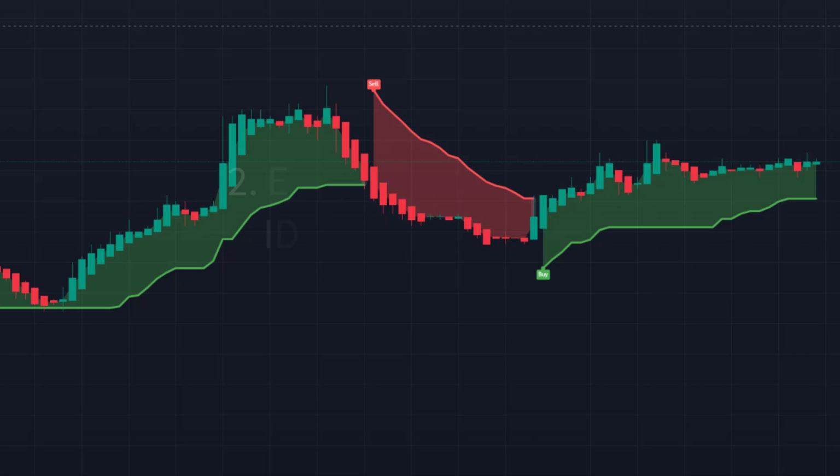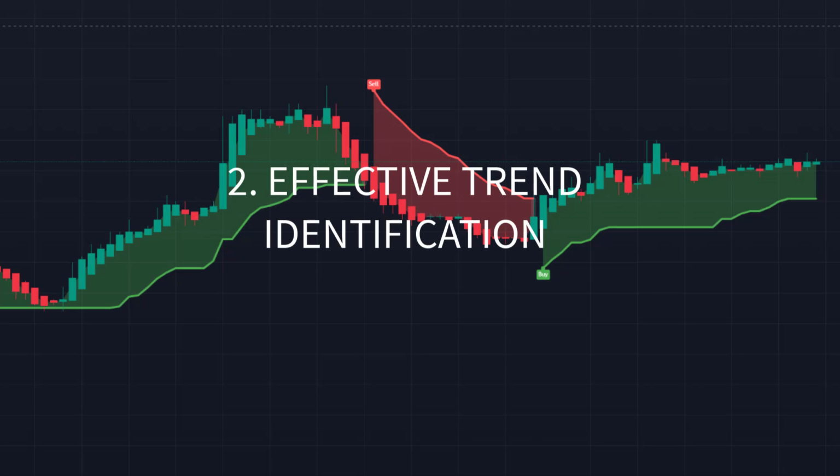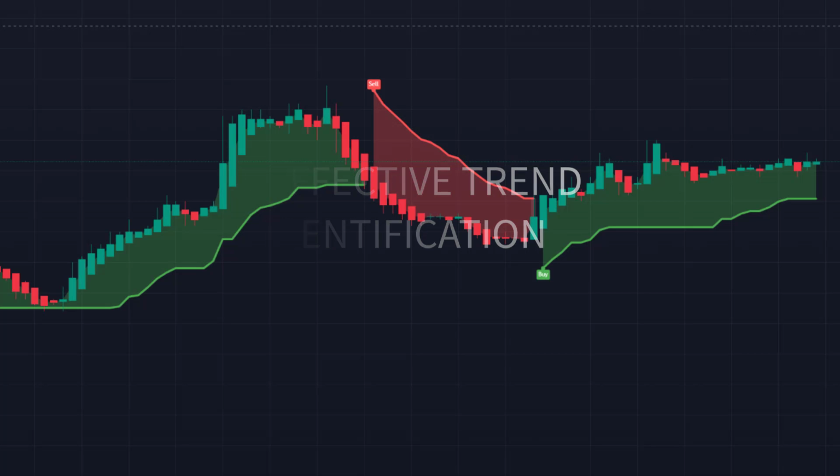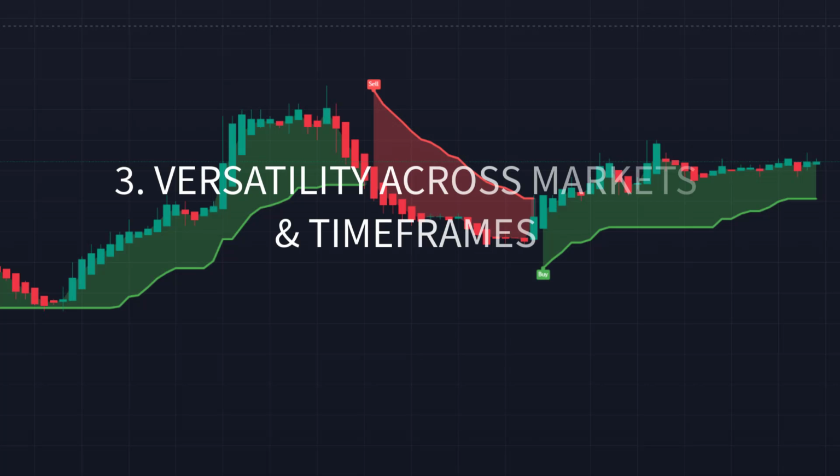And second, effective trend identification. It's a trend following indicator and it excels at identifying that. It can, as you will see, help you stay in trades longer on the right side of the market, whether it's bullish or bearish, and will give you very clean and clear entry and exit signals, which is all great and what we want.